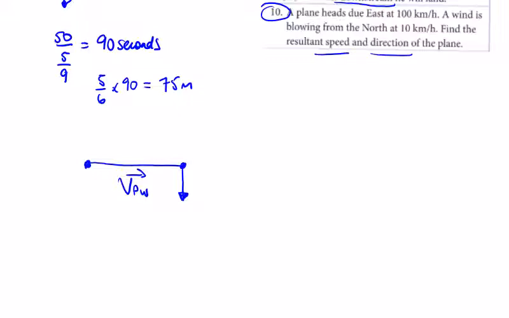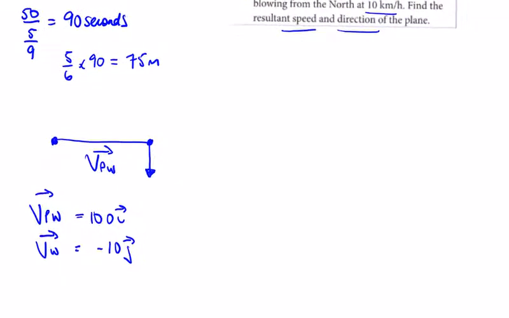So what do we got here? We have the velocity of the plane relative to the wind is 100, and it's east, so 100 in the I direction. We have the velocity of the wind, which is 10 from the north, so it's coming down, so minus 10 in the J direction. What else do we know here?